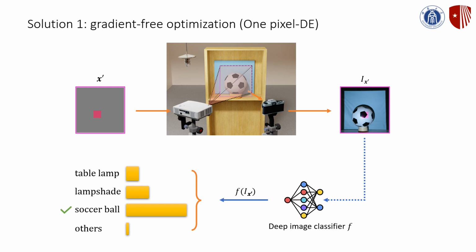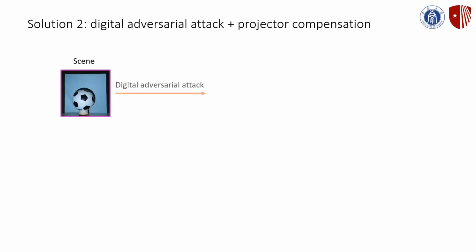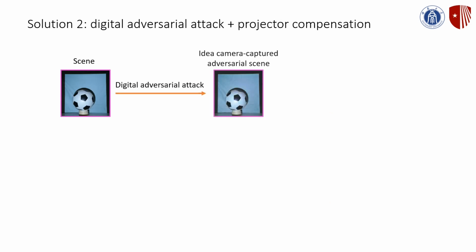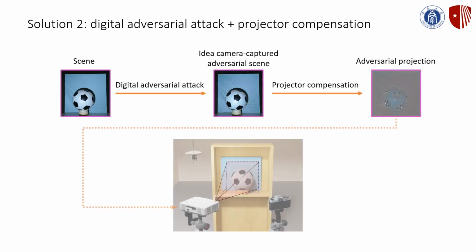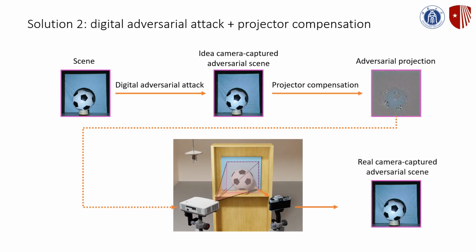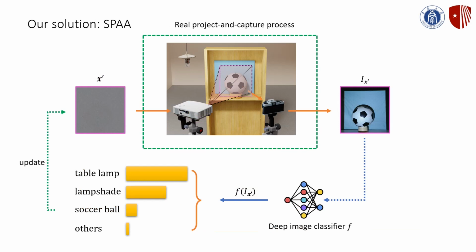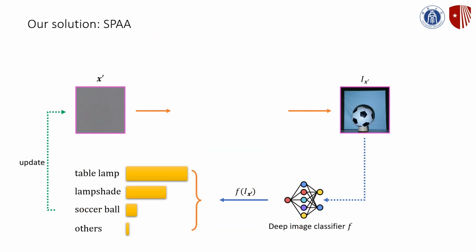Even so, it still suffers from low attack success rates, and the projected magenta square on the soccer ball is clearly not stealthy. Another solution is to first perform digital adversarial attacks on the original scene, then use a projector compensation technique to solve for the corresponding projector input image. However, this two-step method is problematic, because digital attacks may generate physically implausible adversarial examples. Our SPAA approximates the real project and capture process with a neural network PCNet, thus the whole system becomes end-to-end differentiable, and both gradient-based optimizations and physical constraints can be applied to projector-based attacks.